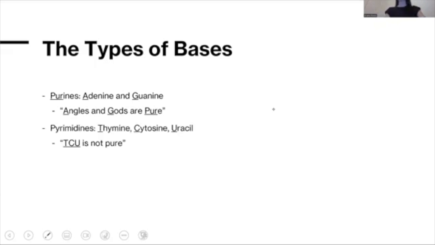The next one is pyrimidines, and the 3 here are going to be thymine, cytosine, and uracil. And the way that I remember this is TCU is not pure. So we have thymine, cytosine, uracil, and if it's not pure, that would mean that it's not a purine, it must be the other one, they're pyrimidines.